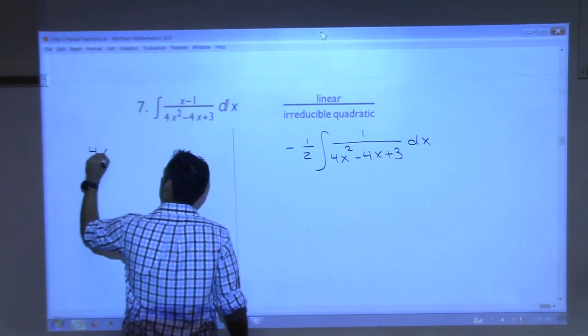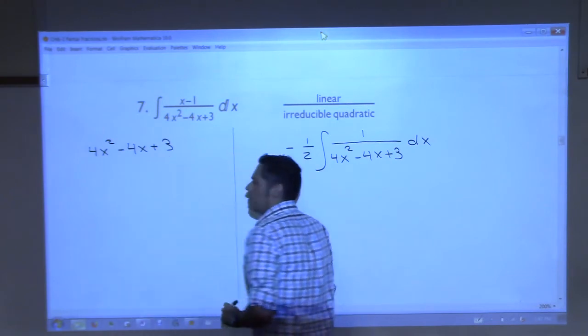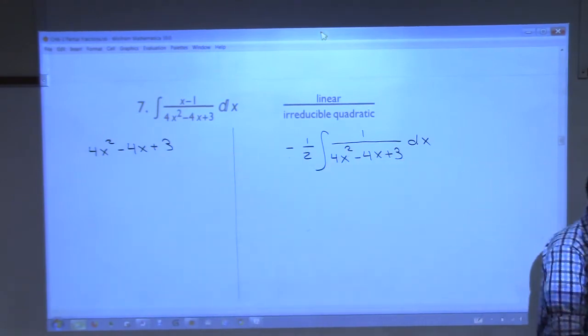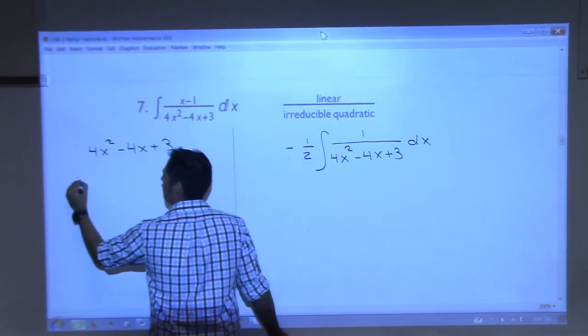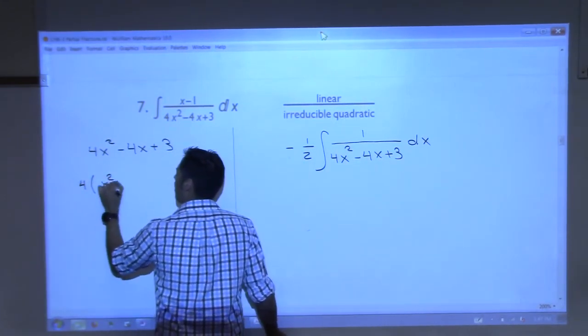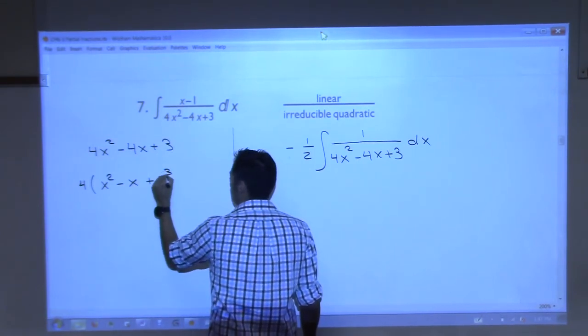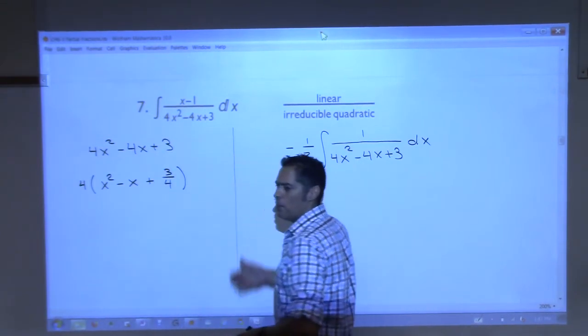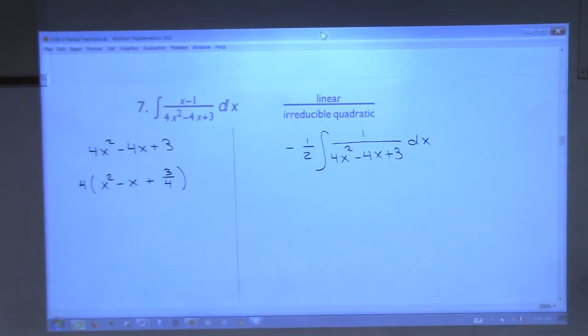I've got 4x squared minus 4x plus 3. First step for completing the square, got to have a 1 on the x squared. That means I have to factor a 4 out. So 4 comes out, x squared minus x plus 3/4, right? When you pull out a number that isn't a common factor, you just have to divide by that number.